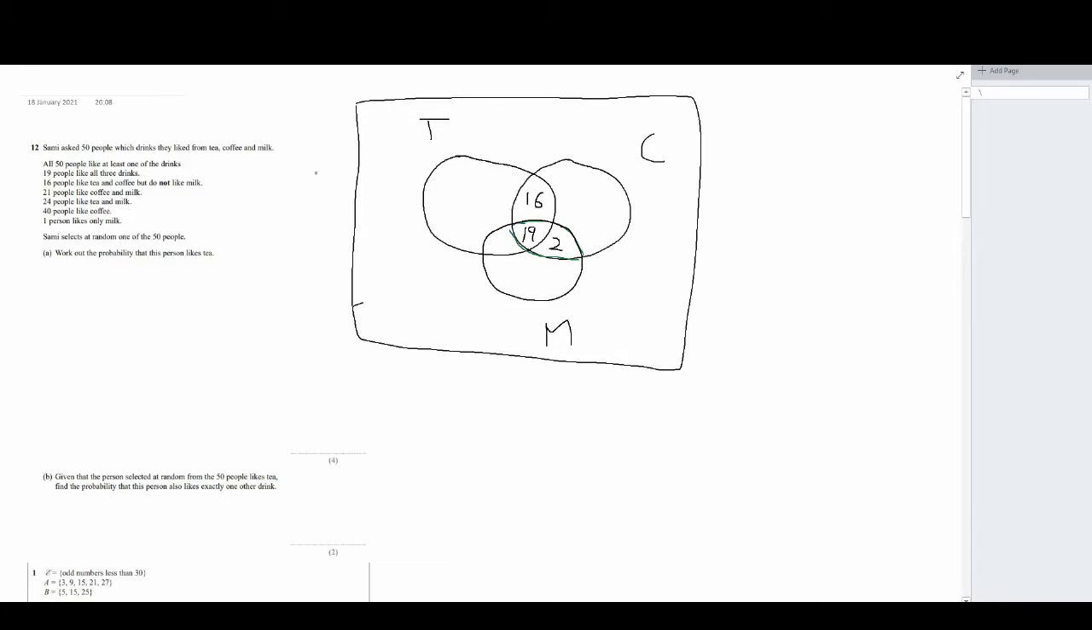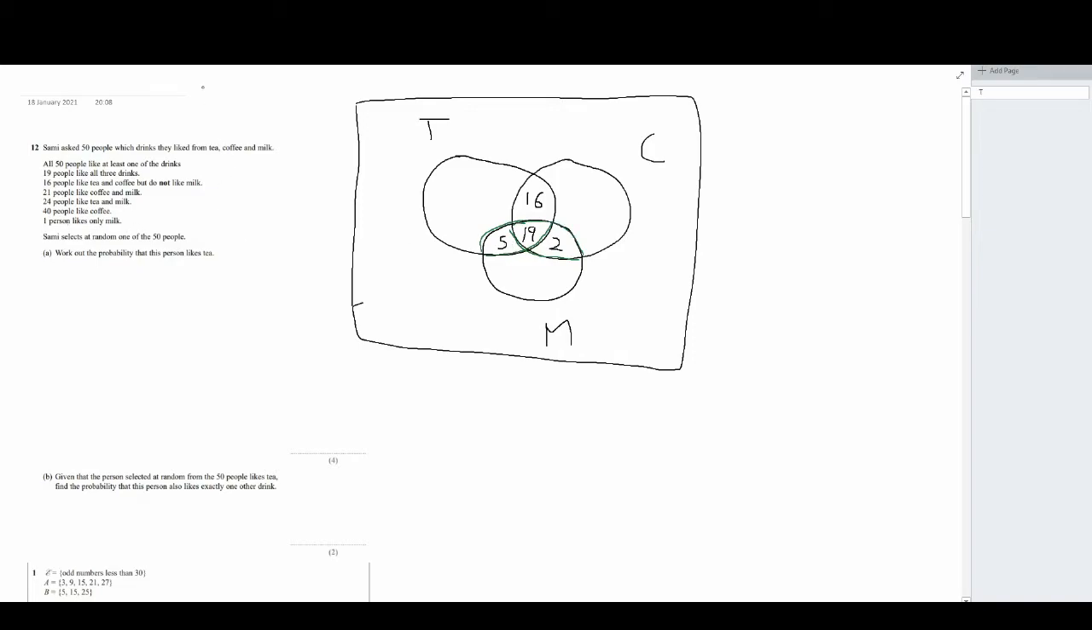24 people like tea and milk, so we do the same thing. 24. This time it's going to be 5. 19 plus 5 is 24, right? Yep. And we're going to make this a little clearer. There's tea and there's milk, giving us 24 precisely.